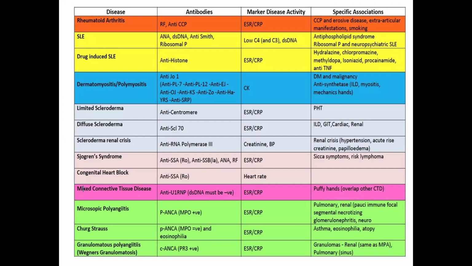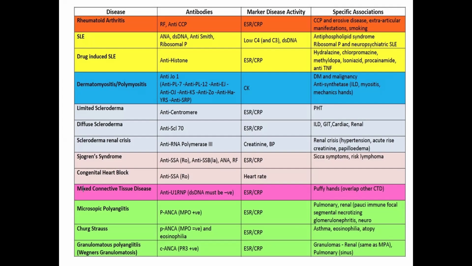Systemic lupus: screening is ANA. Confirming is anti-Smith and dsDNA. Drug-induced systemic lupus is the antihistone. Dermatomyositis, anti-Jo1. Limited scleroderma, anti-centromere. Diffuse scleroderma, anti-SCL70. Scleroderma renal crisis, anti-RNA polymerase 3.